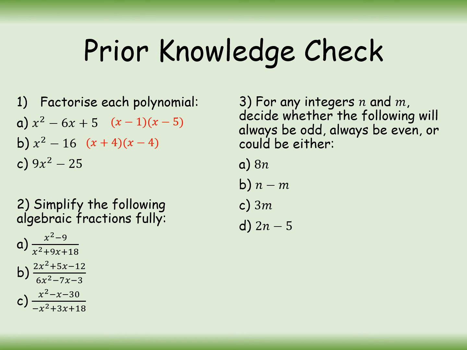Okay, so for 1b, it's difference of 2 squares. And for C, again, it is actually difference of 2 squares. Okay, so first 2a, you get x minus 3 over x plus 6, because the difference of 2 squares and the one at the bottom will cancel out the x plus 3's. And for B, x plus 4 over 3x plus 1. For C, minus x plus 5 all over x plus 3.